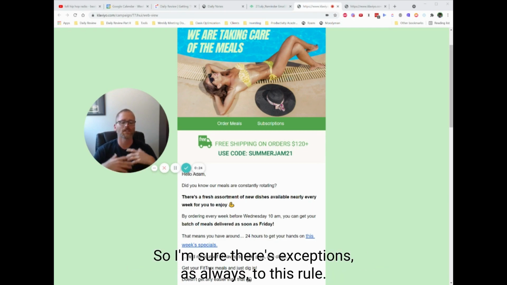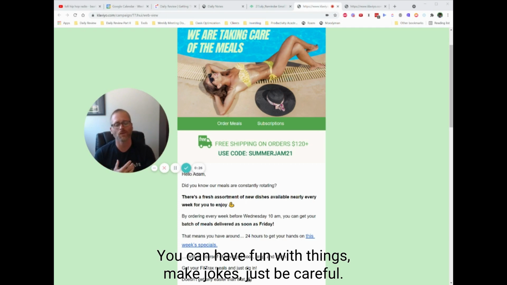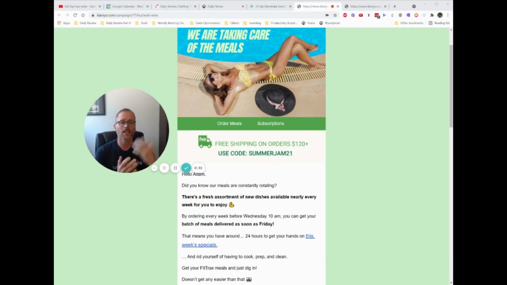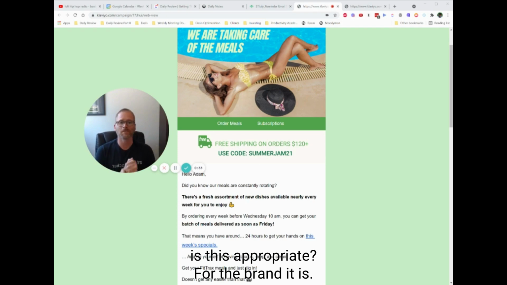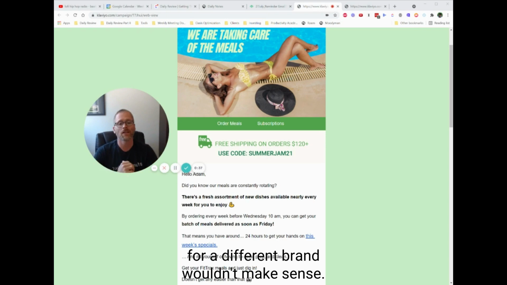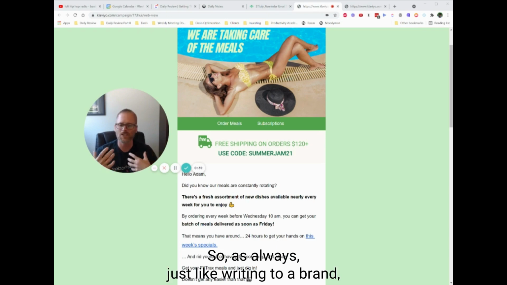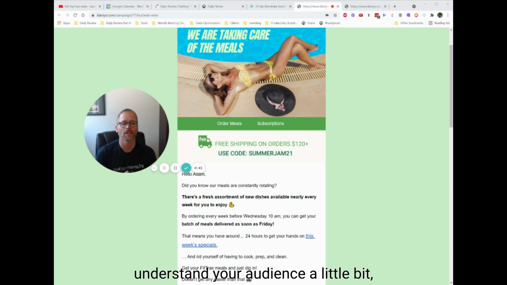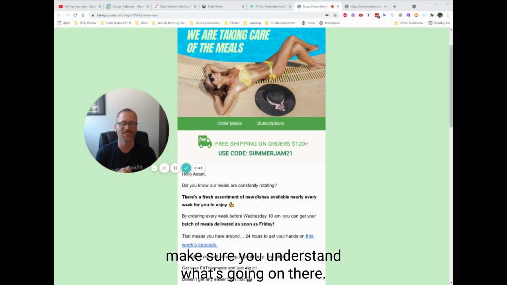So I'm sure there are exceptions, as always, to this rule. You can have fun with things, make jokes. Just be careful. Like in this case, let's say, okay, is this appropriate for the brand? It is, but maybe having someone in a bikini next to the pool for a different brand wouldn't make sense. So as always, just like writing to a brand, understand your audience a little bit. Make sure you understand what's going on there.